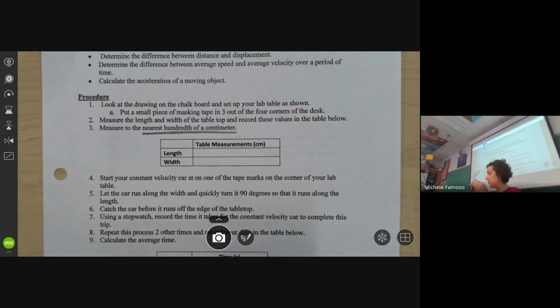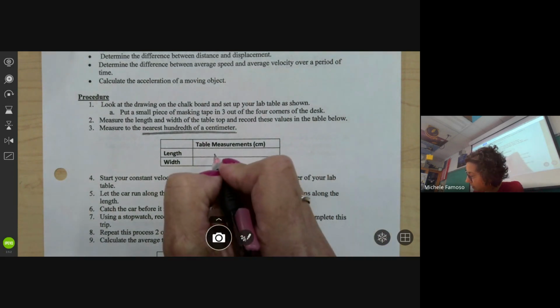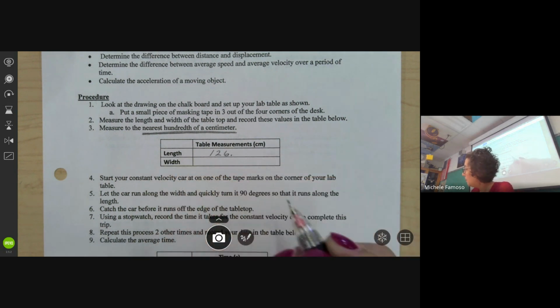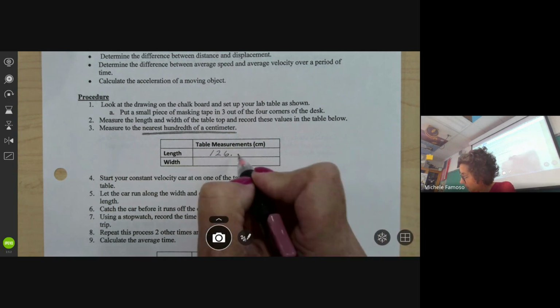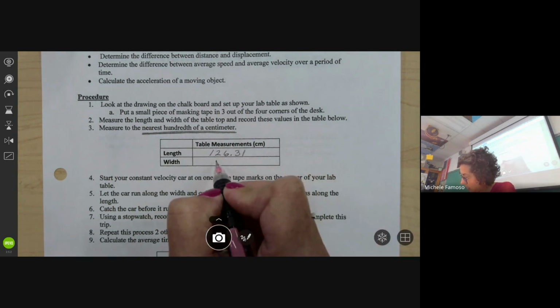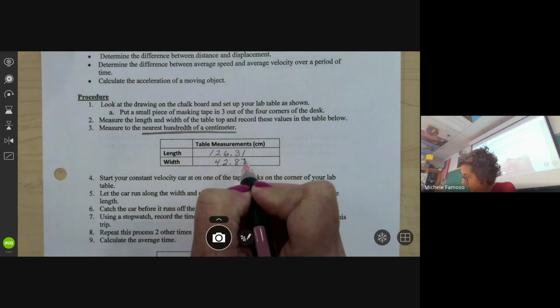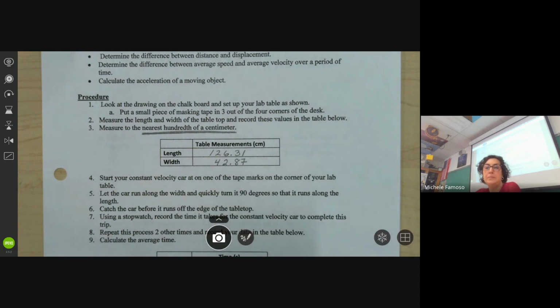And I'm just going to make up some numbers to use. I honestly kind of don't do that. I usually do, but I want to. 107. Oh.